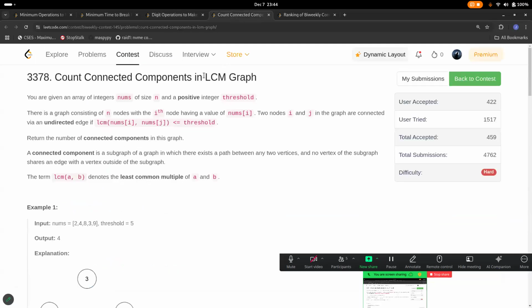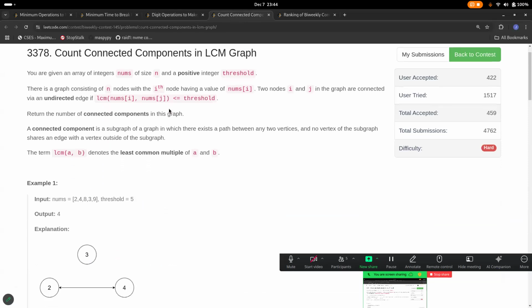Now, moving on to the fourth problem. The fourth problem was count connected components in LCM graph. In this problem, we were given an array of integers, nums of size n, and a positive integer threshold. Basically, these two values represented a graph of n nodes, where the ith node has the value nums of i, and two nodes i and j are connected via an undirected edge if the lowest common multiple of nums of i and nums of j is less than or equal to the threshold.